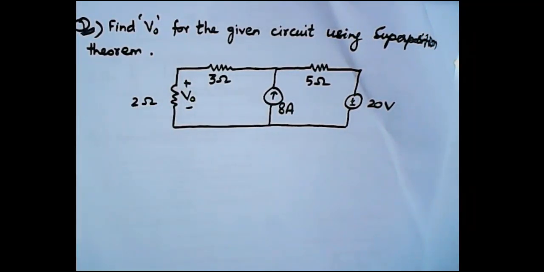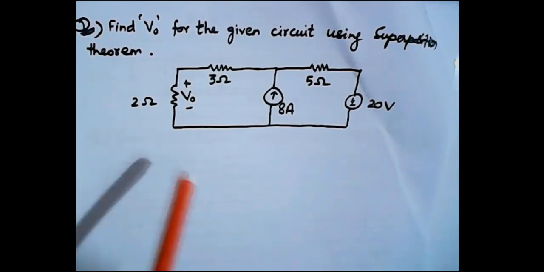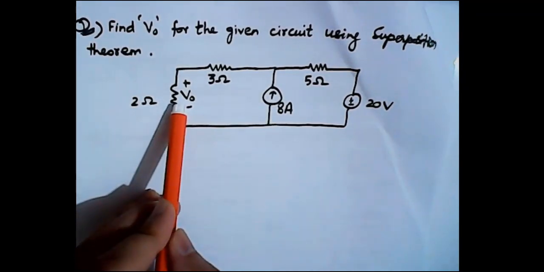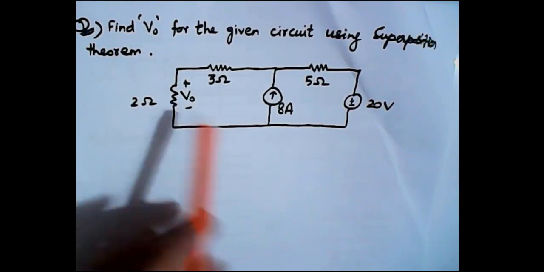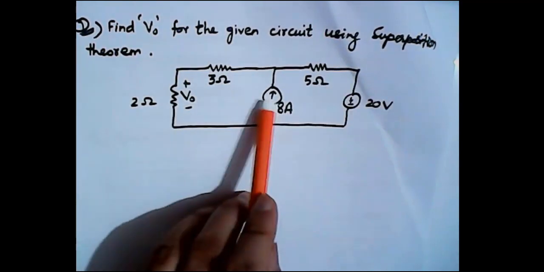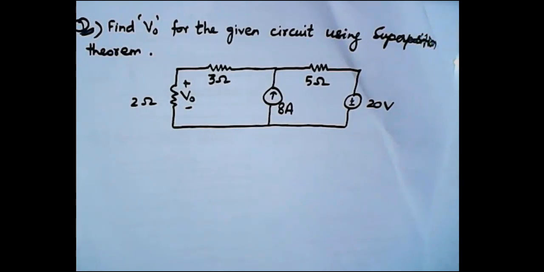Right, so this is the question, and we are asked to calculate the value of voltage V naught due to the contribution of both the sources, and since we are required to solve it by superposition theorem, that means we need to consider one source at a time, right?